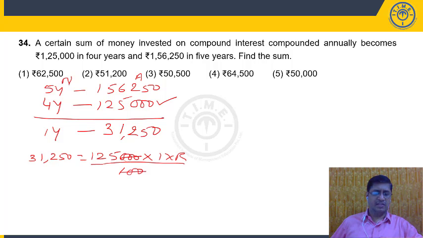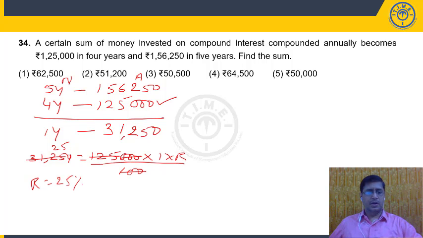Now 3 zeros cancel with the 3 zeros. Now 125, it was how many times? Exactly 25 times. What is the value of R? R is equal to 25%. So R is equal to 25%. Now what is it saying here?